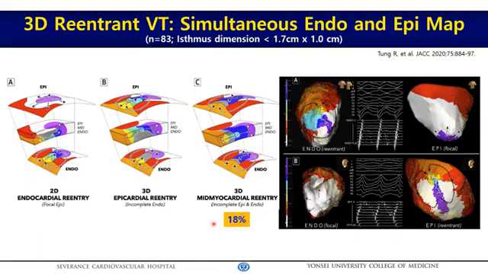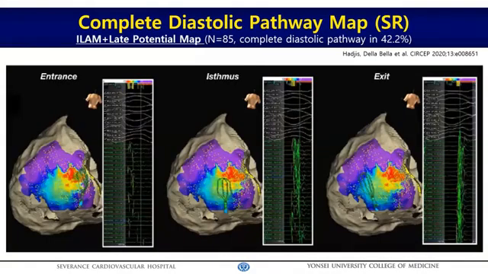However, 18% of non-ischemic VT shows intramural reentry, including mid-myocardium. In this intramural reentry, you cannot map perfect isochronal crowding in both endo and epi. Probably there is an inside of intramural reentry.